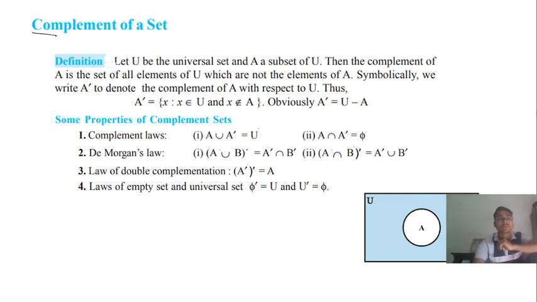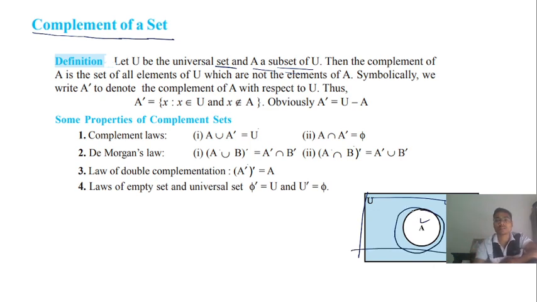So, what is a complement of a set? Complement means if you have a set, then other than this set, what is the value of another set? That is called the complement of a set. Let U be the universal set and A be a subset of U. Then the complement of A is the set of all elements which are not the elements of A.